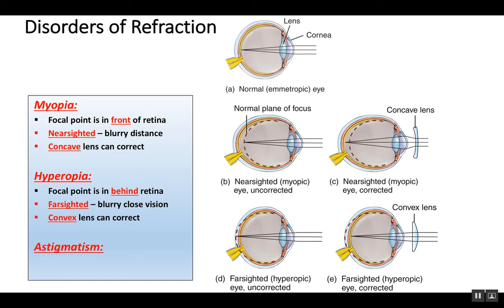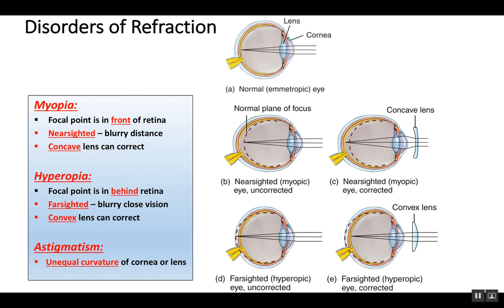A third refractory disorder is called astigmatism. Astigmatism is an irregularity or unequal curvature of either the cornea or lens. Astigmatism leads to areas of the field of view that are blurry and areas that are crisp. So the key there is an irregularity in the field of view.